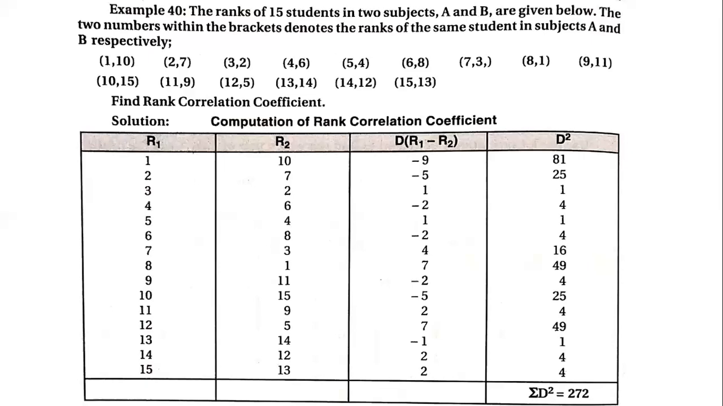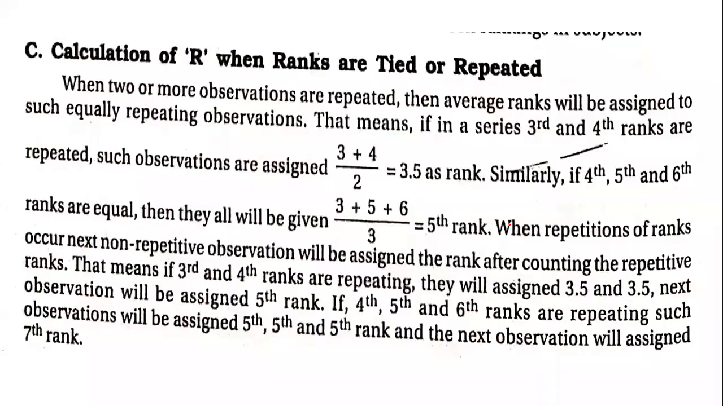Now, these were the first two types of problems, that is when ranks are not given, and next when ranks are given directly. Now, let us go to the next variety, or the last variety, of the problems under rank correlation. That is calculation of R when ranks are tied or repeated. When there is repetition of numbers, in those cases it will be tied ranks. So let us see how to find those rankings. Instead of reading all this explanation here, I will directly go to the problem and explain to you there how to find the ranks. Okay.